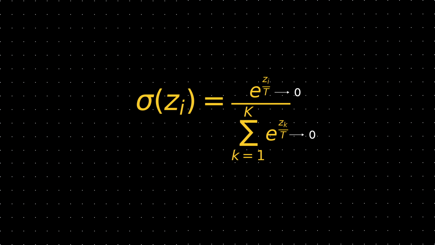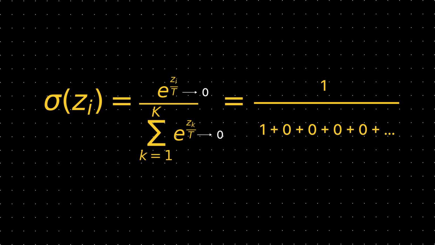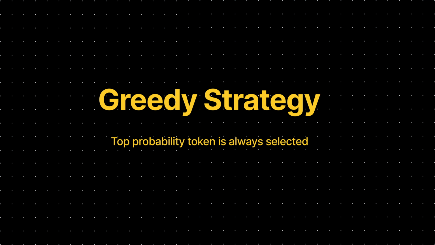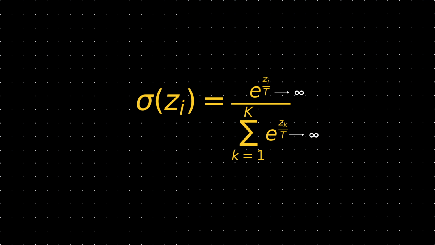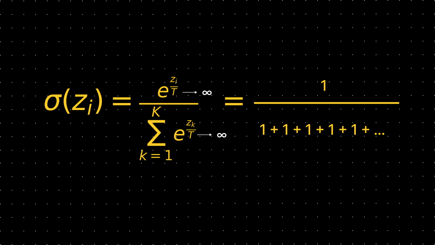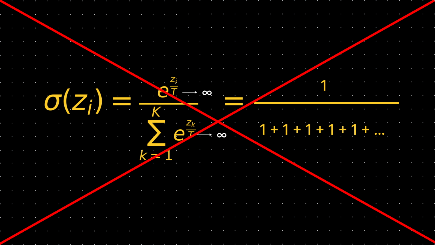Let's do a thought experiment. Imagine if T approaches 0, then we will be dealing with extremely large exponentials, and the zi element with the largest value will dominate. That is, its probability will be close to 1, and all others will be close to 0. This would be equivalent to a greedy strategy, where the top probability token is always selected. Now, on the contrary, if T approaches infinity, then the exponentials all become e to the 0 equals 1. This turns the output into a uniform distribution. That is, all probabilities become 1 over n, which means all tokens are equally probable. This obviously isn't a useful model anymore.